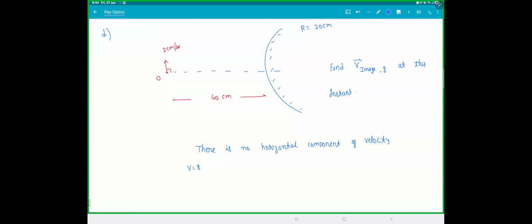v's value is 8, u's value is minus 40. So when you take the magnification, minus v by u is equal to height of the image by height of the object. We get height of the image is minus v by u, which is constant, into h naught. So Vy will be dhi by dt. This will be minus 1 by 5 dh naught by dt. dh naught by dt is 2 centimeter per second. Minus actually goes off.